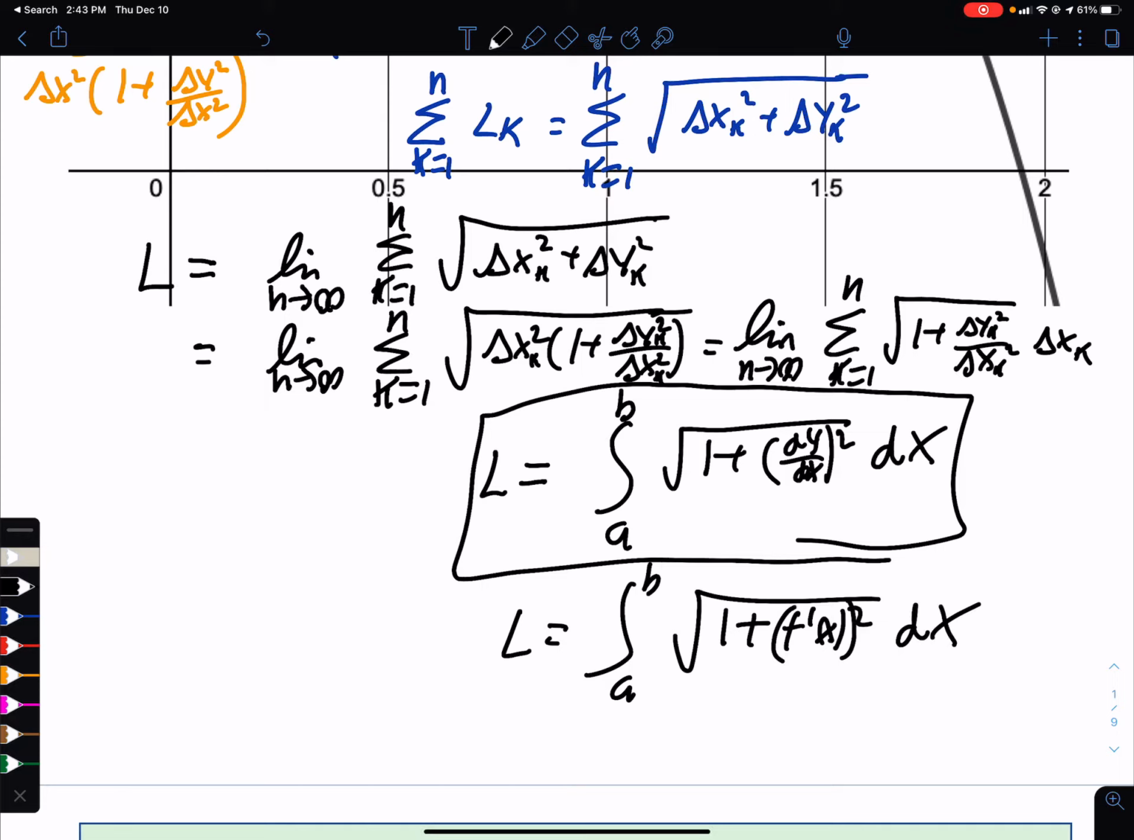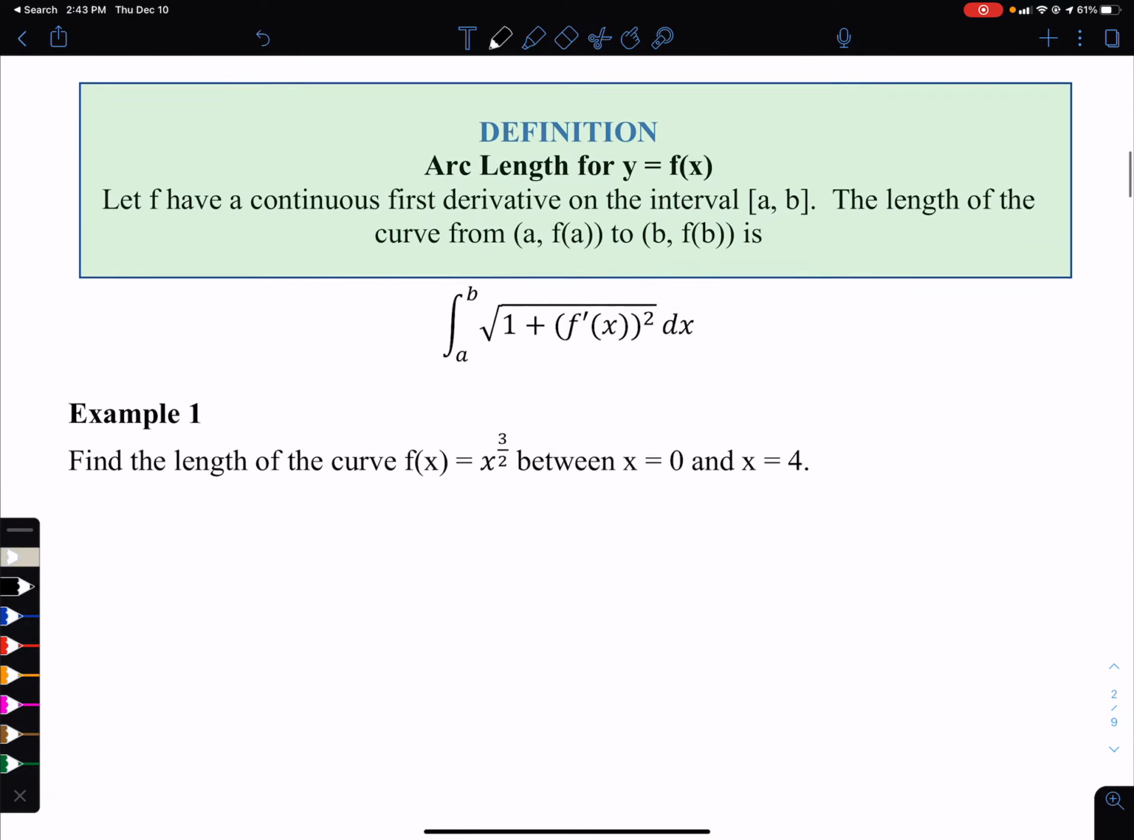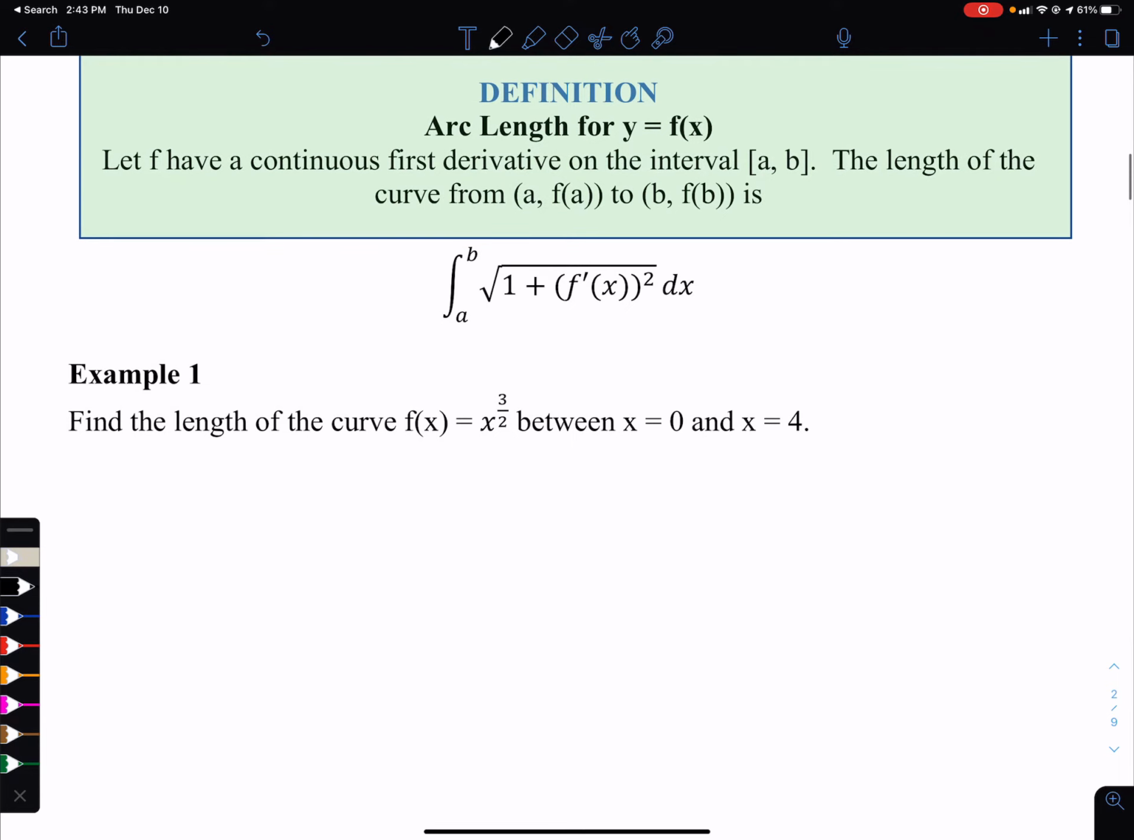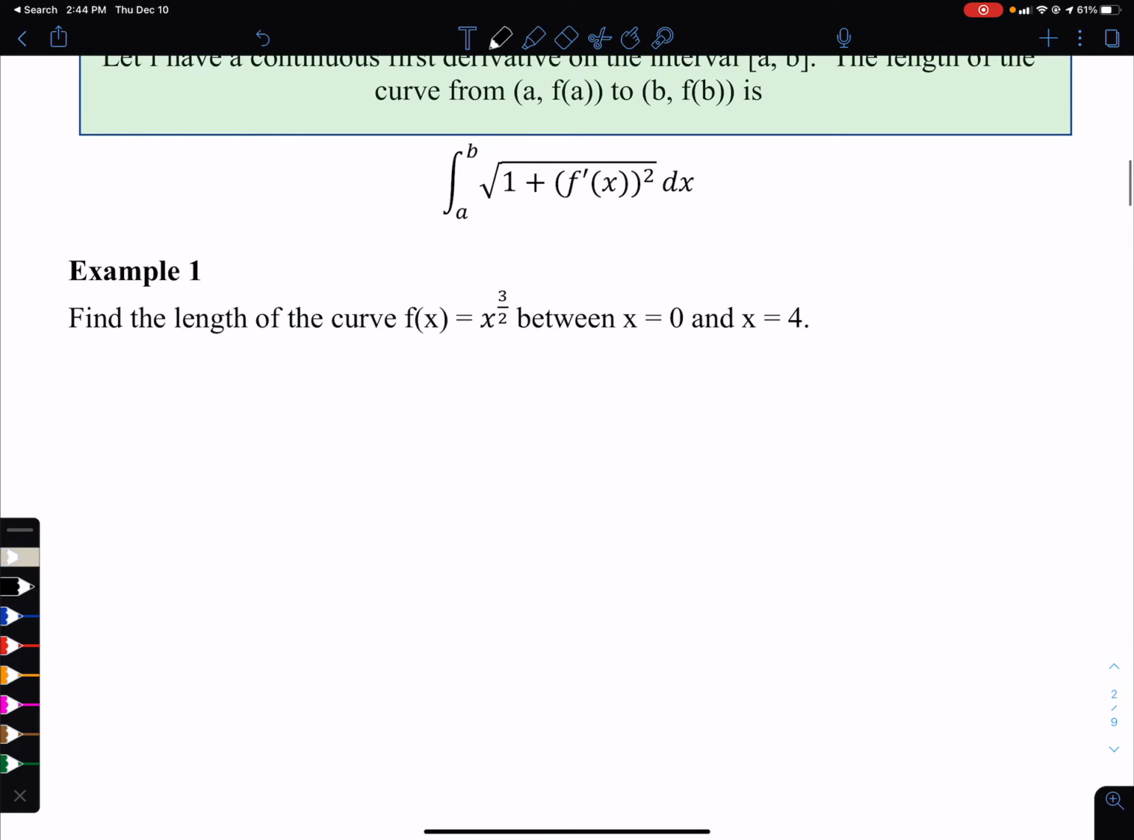Okay, you could either memorize that or understand where it comes from, but that is the formula for the length of an arc. All right, so here it is, given formally, and we're going to do an example. You can pause if you want to try it yourself.